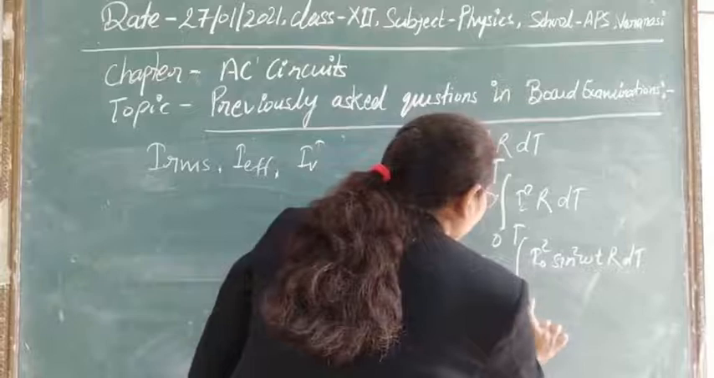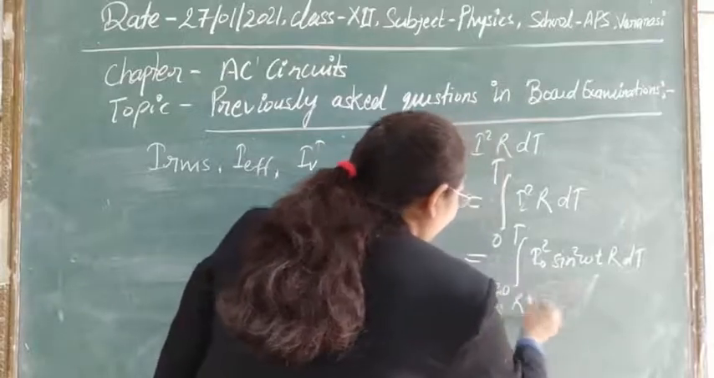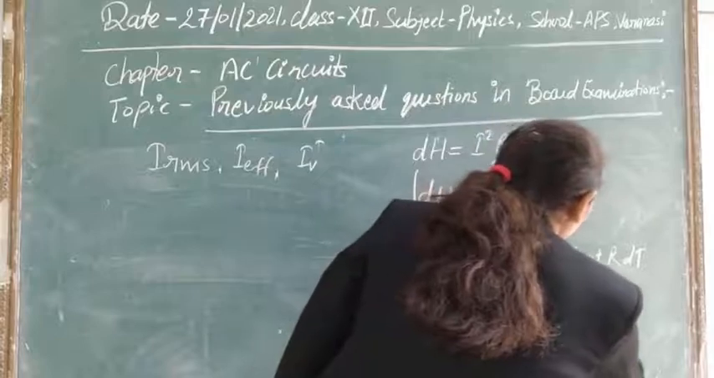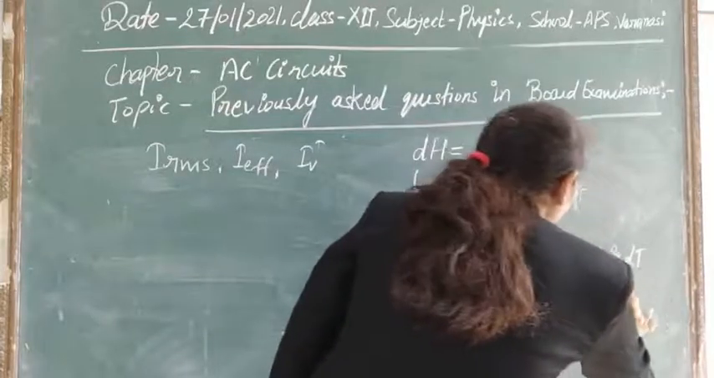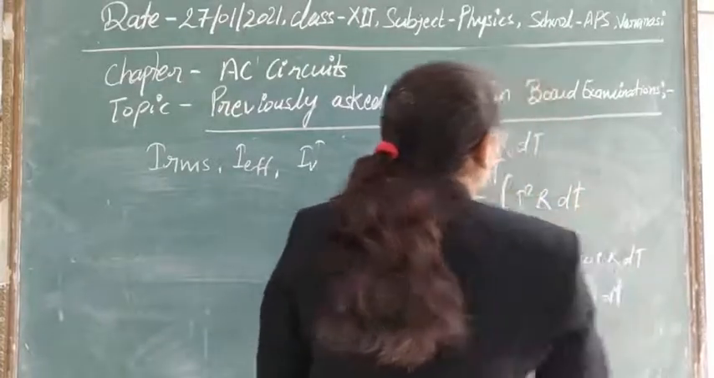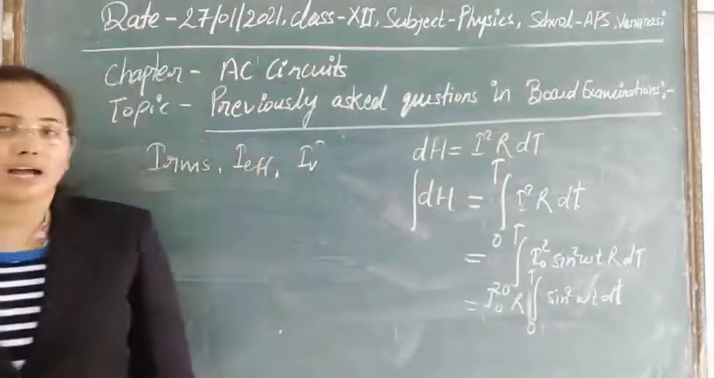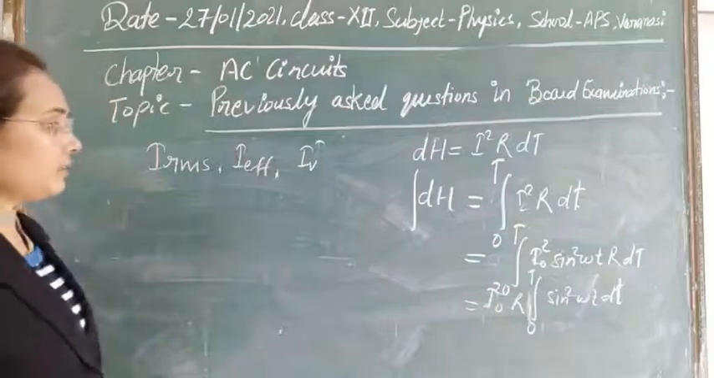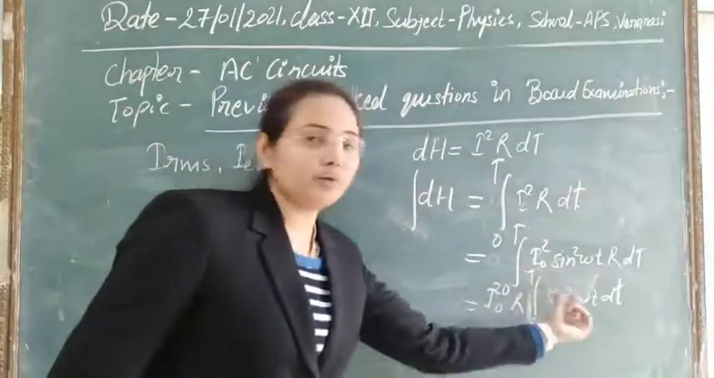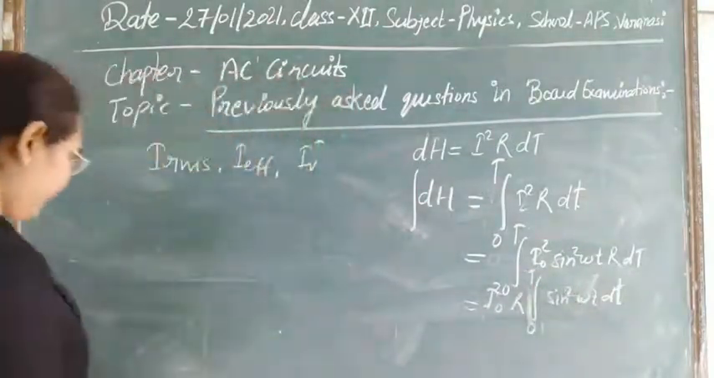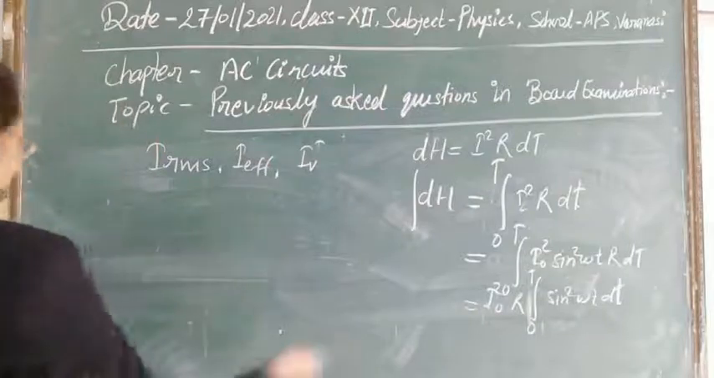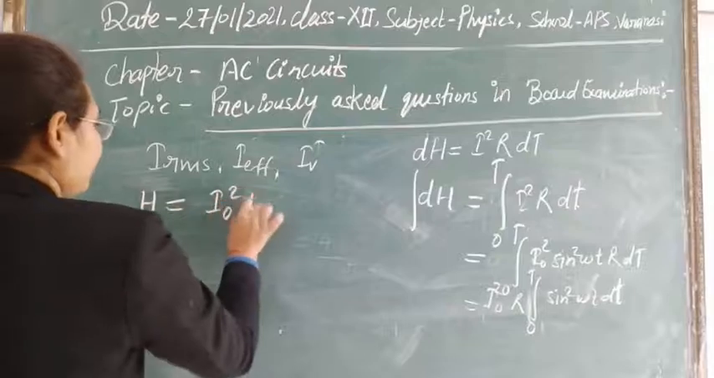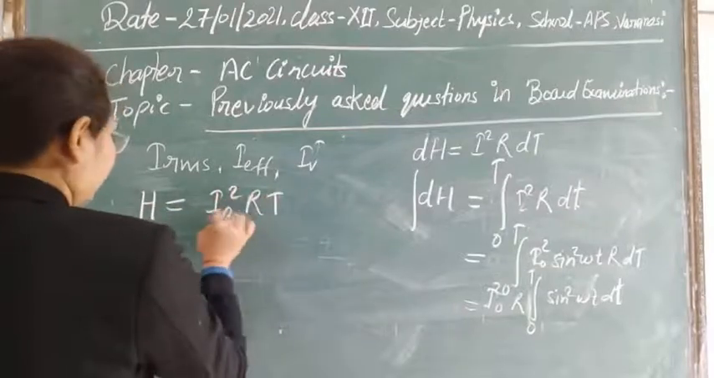So from here, I0 square R is constant, and we have the integral from 0 to T of sin square omega t dt. This is the value that we have to integrate here, and after integration of sin square omega t and putting in the limits, you can find the value of heat. That value of heat is found to be I0 square R T divided by 2.